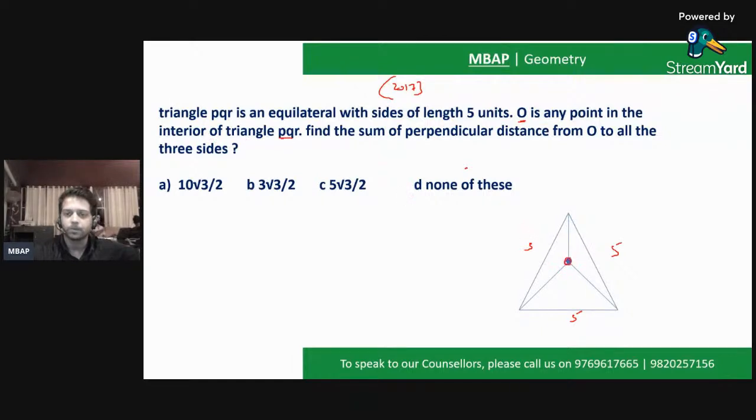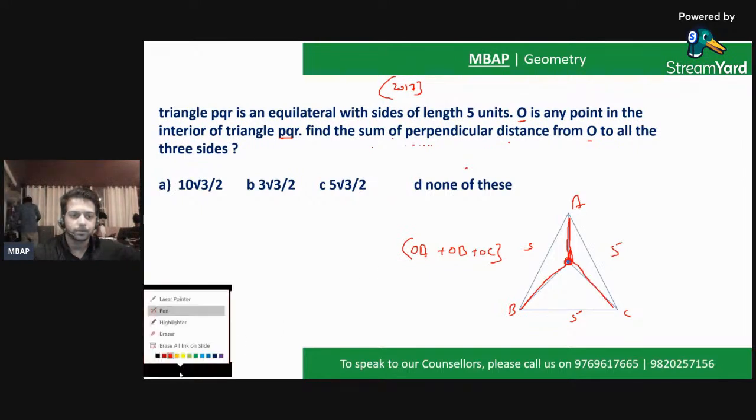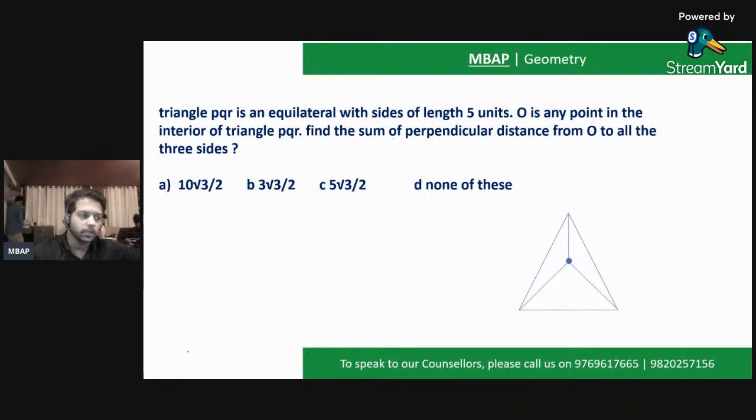O is any point in the interior of the triangle PQR. Let's assume this is my point O, which is in the interior of the triangle PQR. The question is to find the sum of the perpendicular distances from O to all the three sides. So I want the length of this plus the length of this plus the length of this. Or let's assume the triangle to be A, B, and C. Clear? I want the distance OA plus OB plus OC. This is the overall length which I would want in the given question.